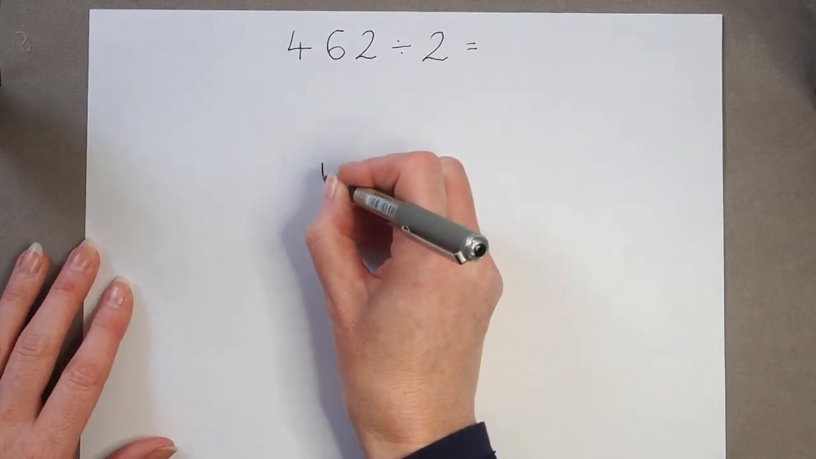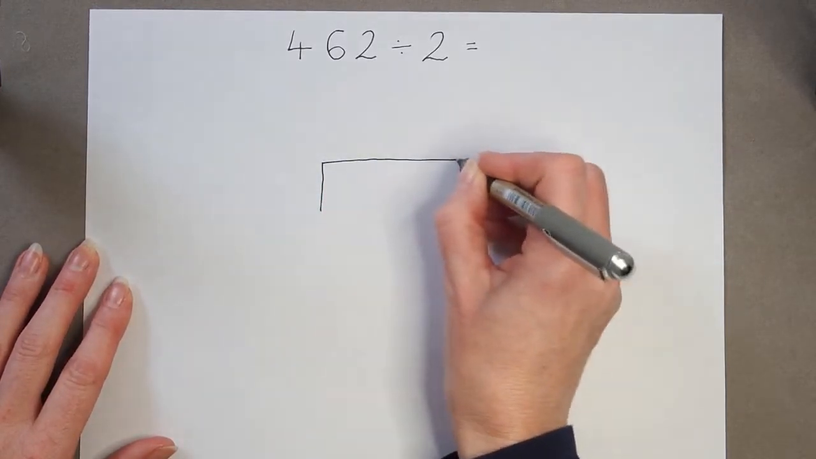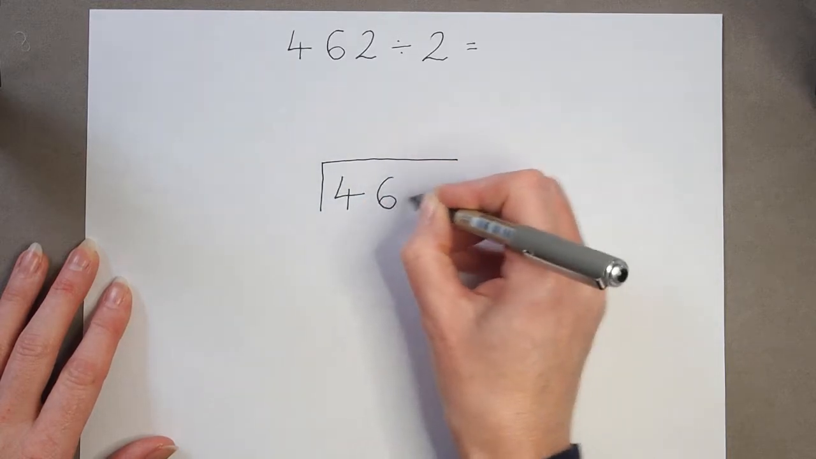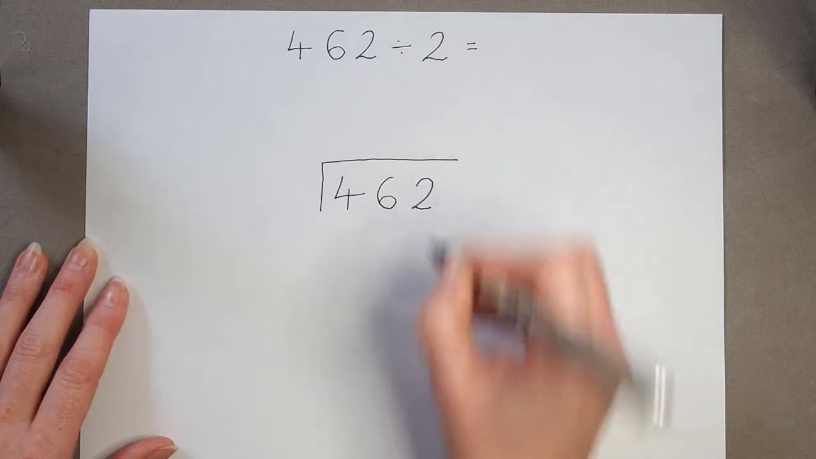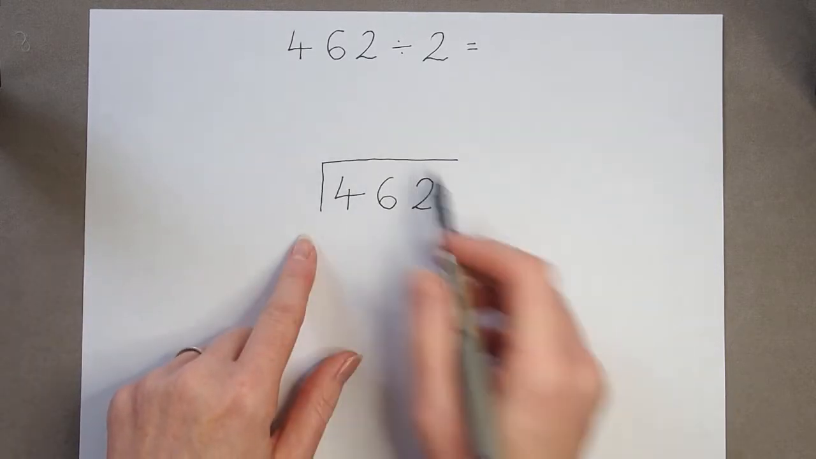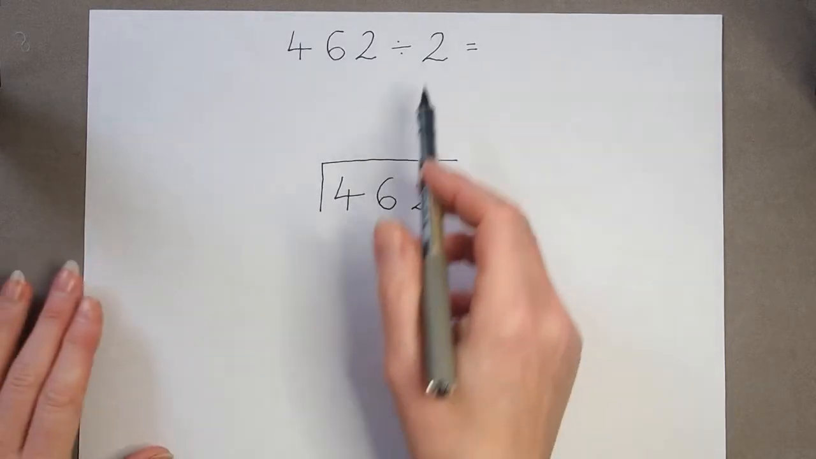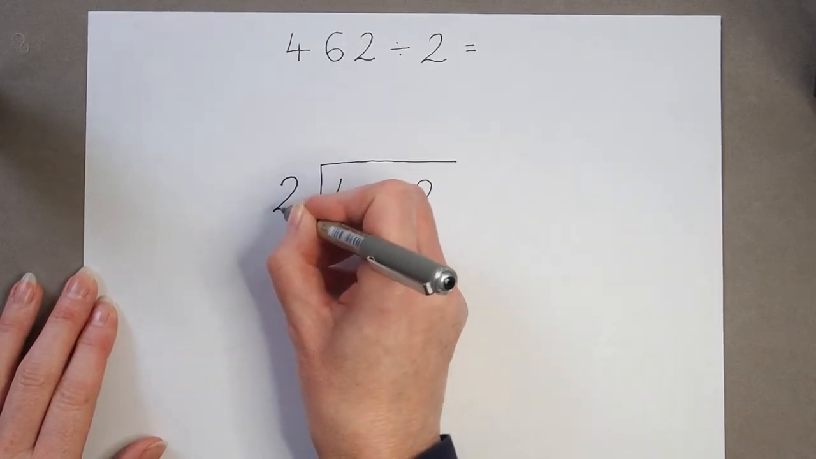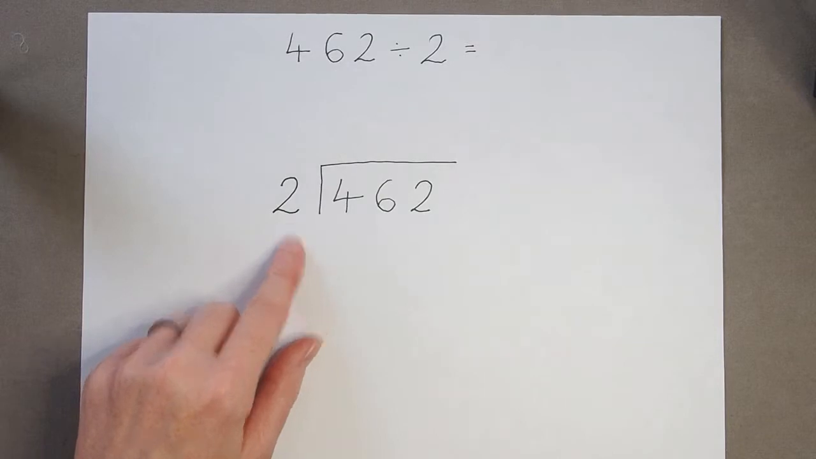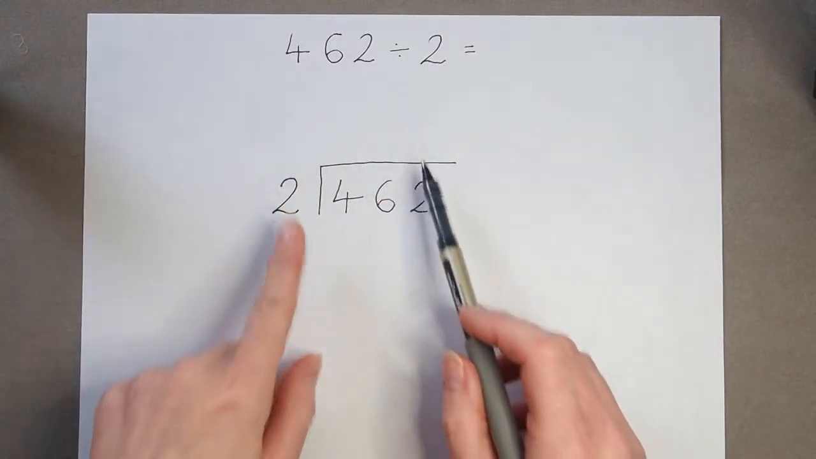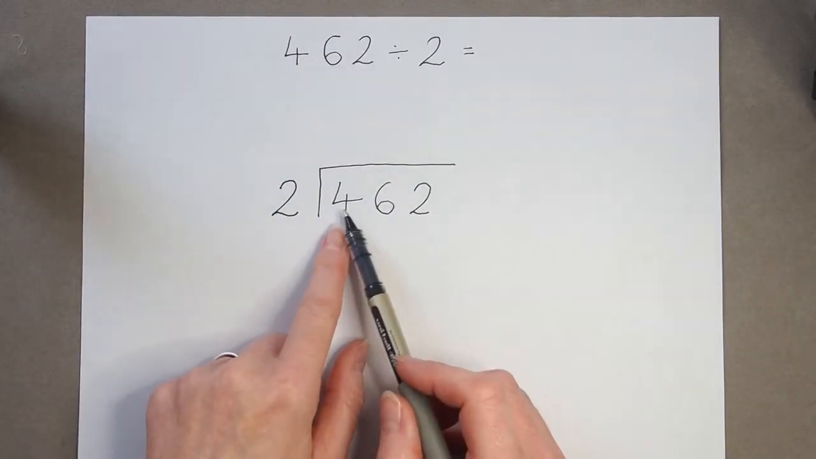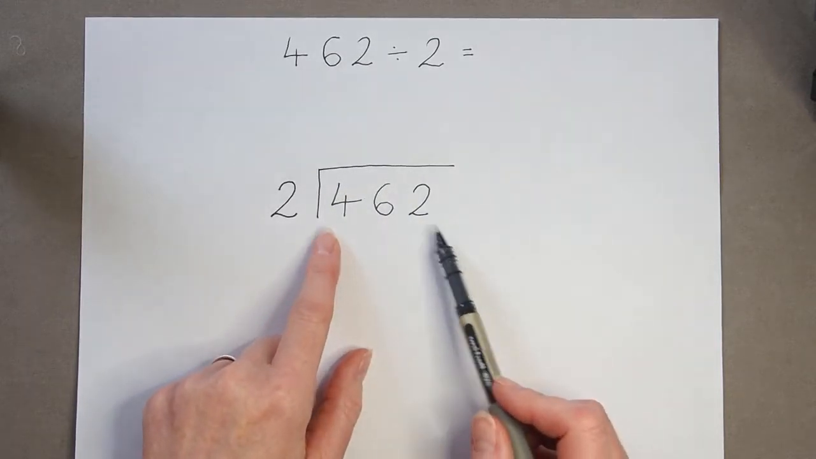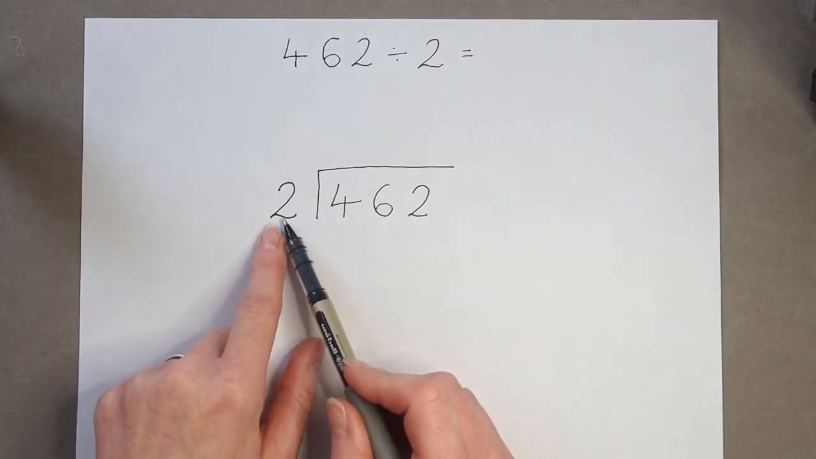The way we set this out is to write our first number inside a box, or some people like to call it a bus stop, and then our second number in front of it, just outside. So it looks like our numbers have switched around. We have 462, the number that we're starting with, divided by 2.